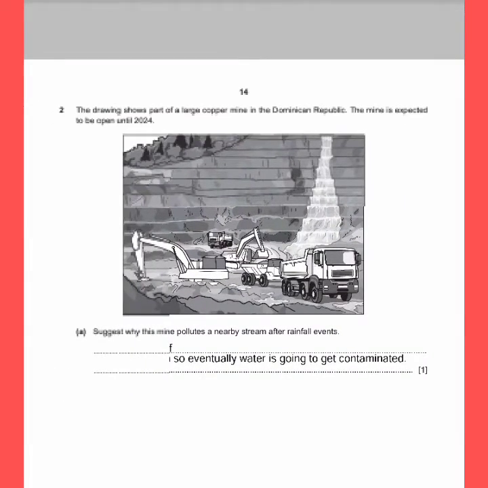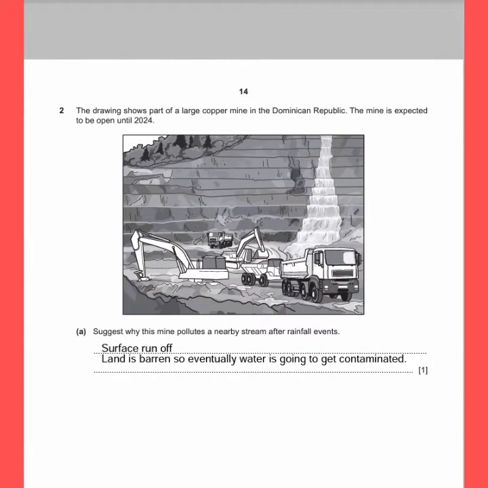So of course, why is it going to contaminate water bodies or nearby stream? Okay, because of the idea of surface runoff and because of the idea that the land is barren, so eventually water is going to get contaminated, right?